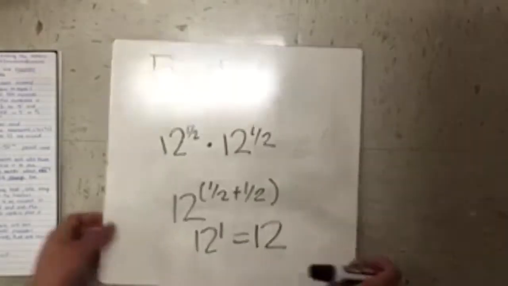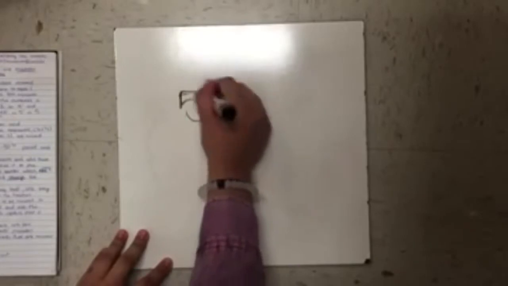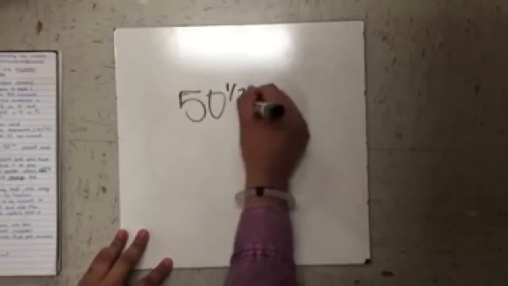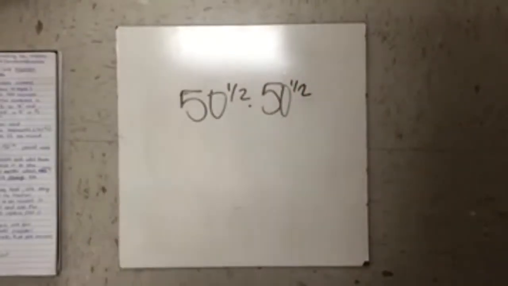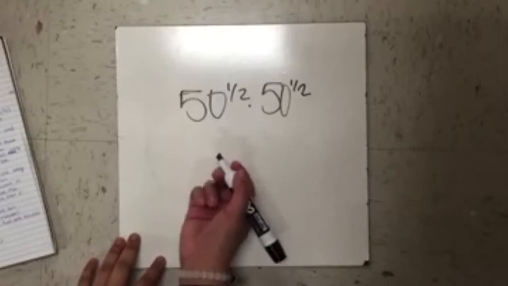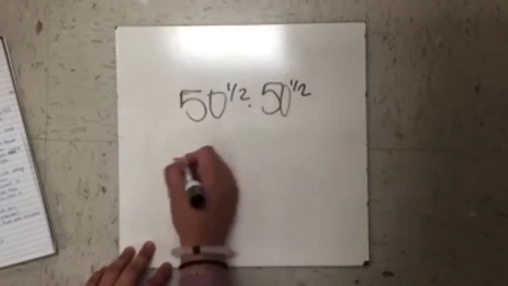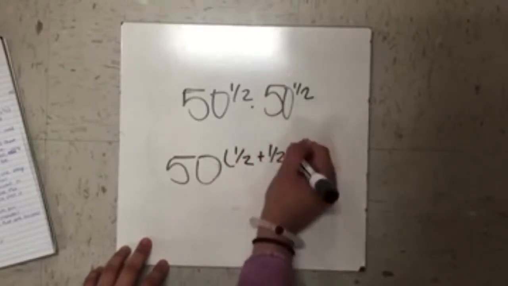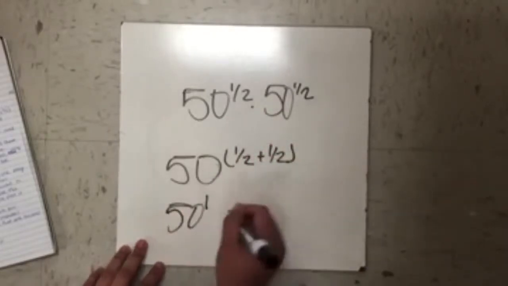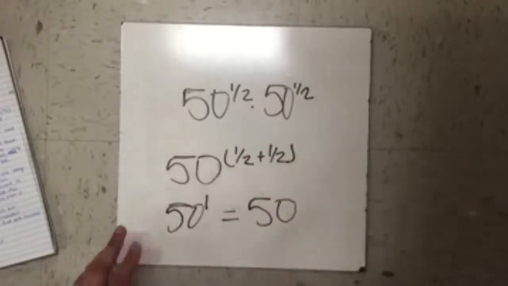So one last time, take 50 to the 1/2 power times 50 to the 1/2 power. Pause and press OK, and press play when done. Okay, so we take the two exponents and add them, which equals 1. Take 50 and raise it to the power of 1, which equals 50. So no matter what, any number raised to the first power will always be itself.